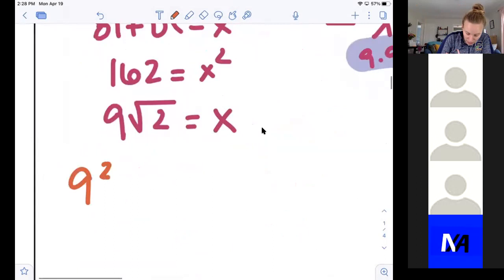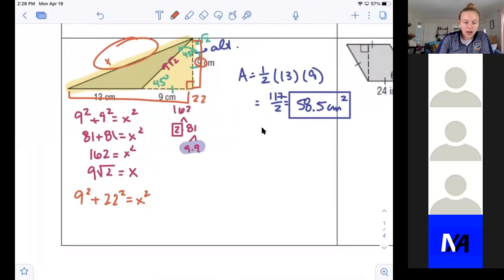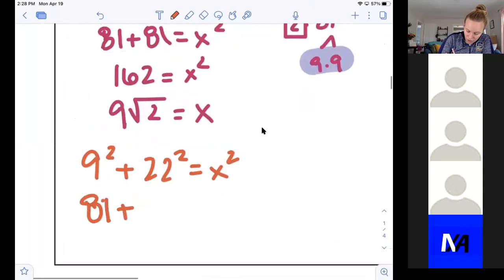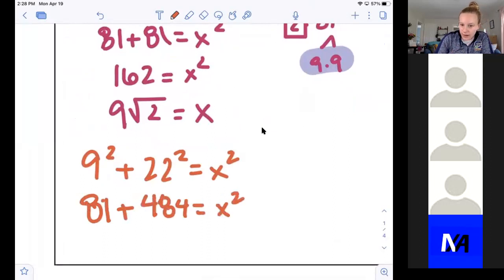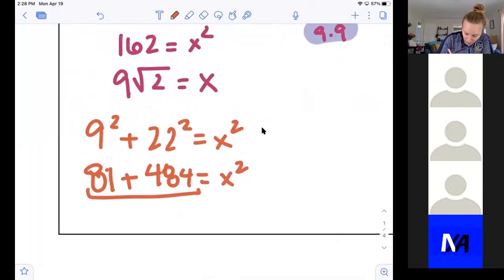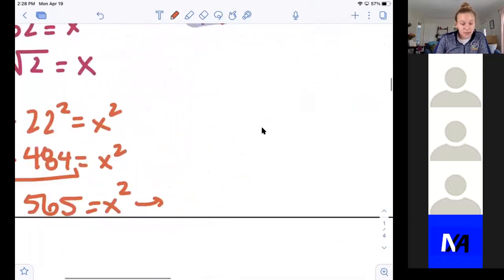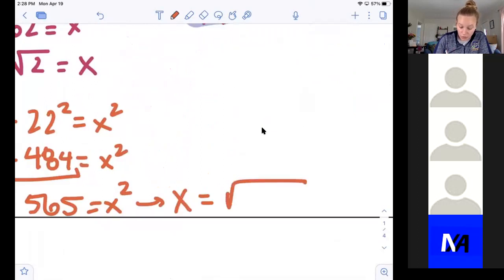So I'm gonna do 9 squared plus 22 squared equals x squared. Again, I have to use the entire triangle, not just the shaded part. 9 squared is 81, 22 squared is 484. Equals x squared, and 81 plus 484 is 565. Now, since we've already sat through me trying to figure out what 241 was, I'm not going to make you do this one. This one is also a prime number. I can't simplify it down. So root 565 is the best answer for this.